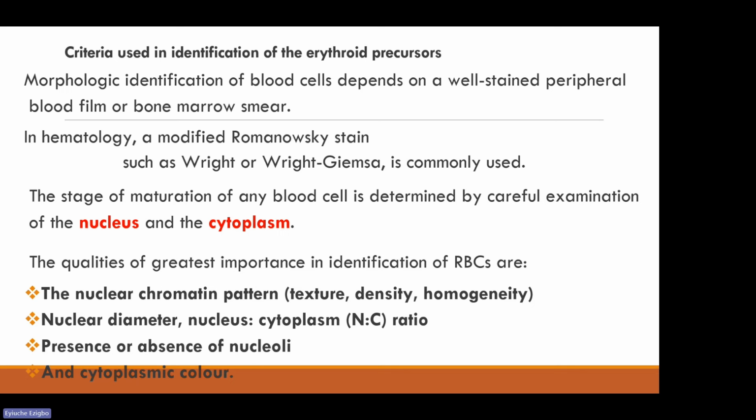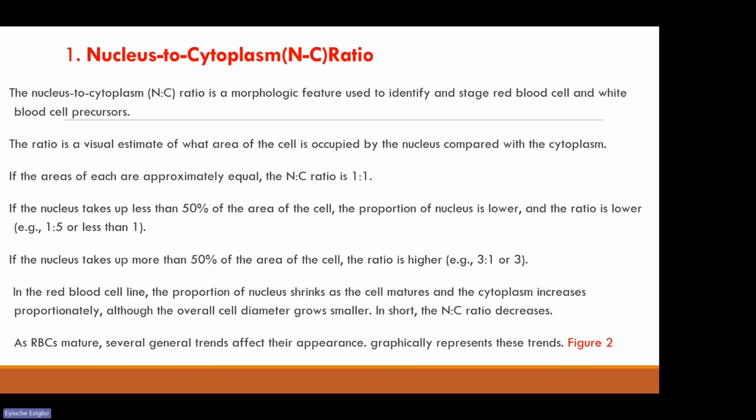And then we look at the cytoplasmic color, the color of the cytoplasm of the red blood cells. So, the nucleus to cytoplasmic ratio in identifying red blood cells. The nucleus to cytoplasmic ratio is a morphologic feature used to identify and stage red blood cell and white blood cell precursors. It's also applicable in white blood cells. So it is the ratio of the nucleus to the cytoplasm. This ratio is a visual estimate of what area of the cell is occupied by the nucleus compared with the cytoplasm.